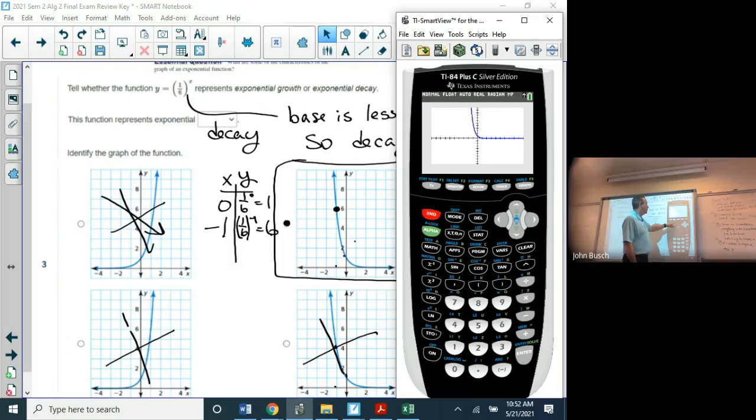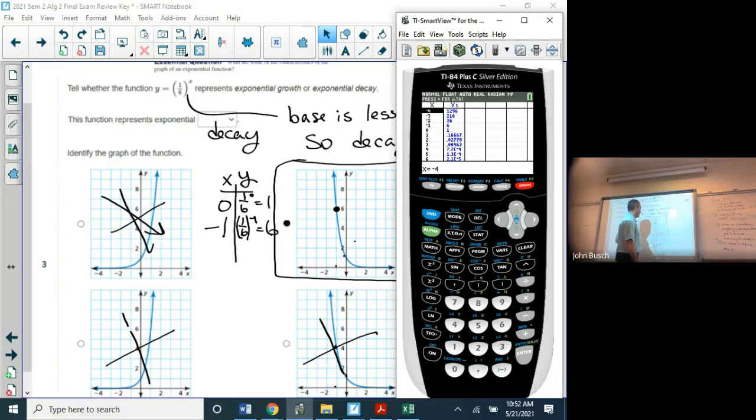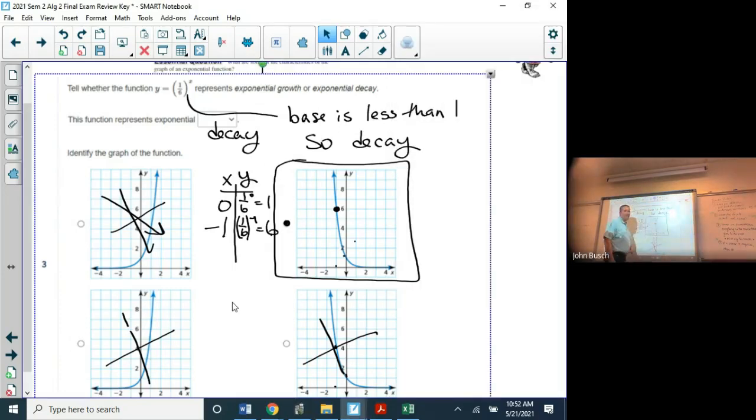And then you would have to look at the table to see what the y value is when x is -1. And the y value is 6 when x is -1. So (-1, 6) is that point. Okay.